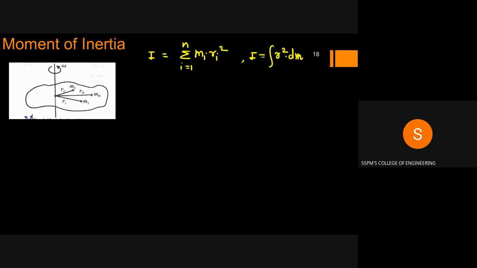So suppose we have these masses m1, m2, m3, and if you want to find out the moment of inertia about this axis of rotation, we can get this value as I is equal to m1 r1 square plus m2 r2 square plus m3 r3 square. Okay.